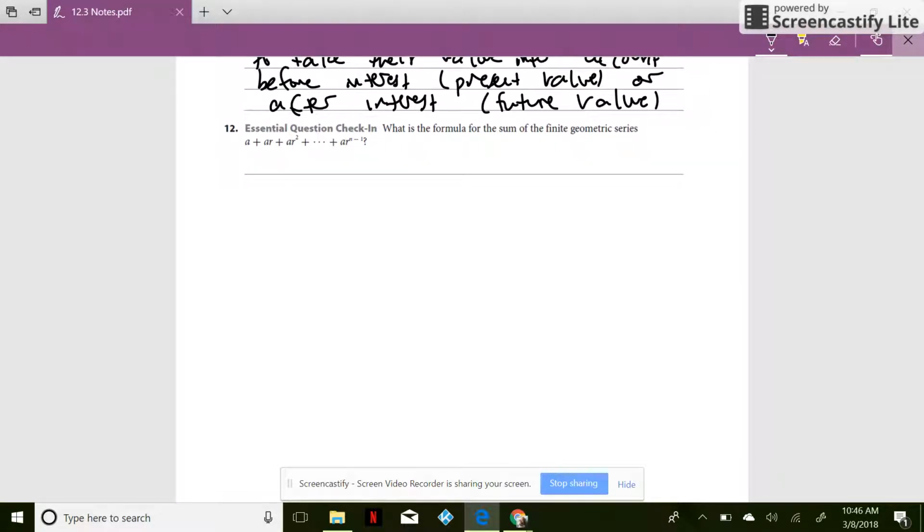So last thing here, just what's the formula for the sum? We take our initial value A, 1 minus the common ratio R to the nth power, however many terms you have, over 1 minus our common ratio R.